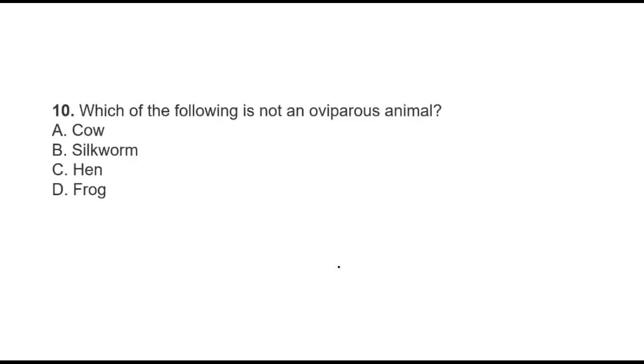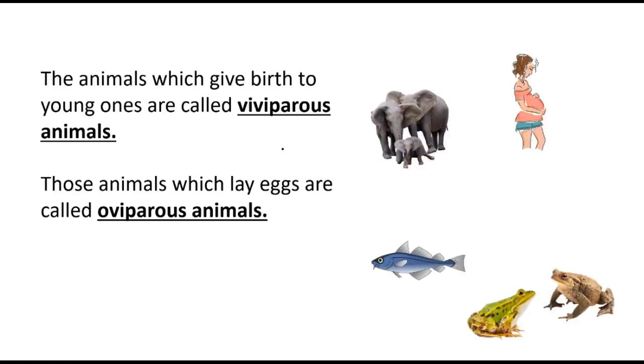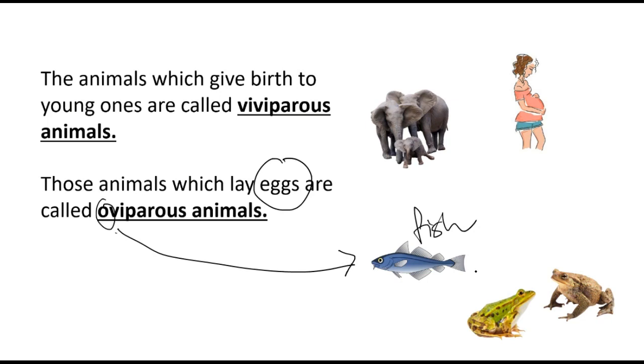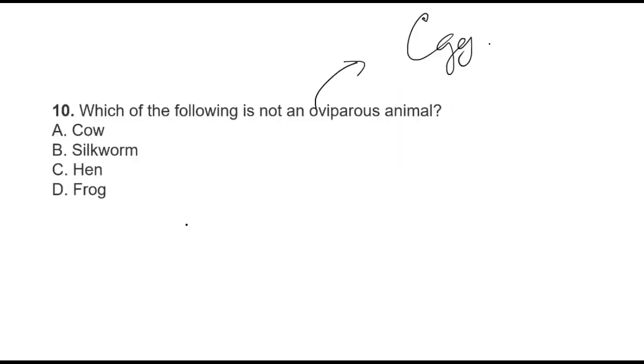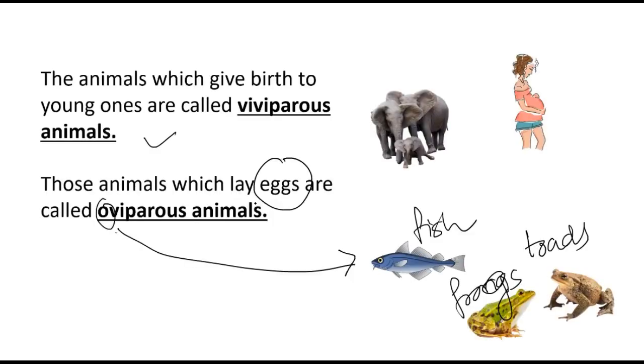Next, which of the following is not an oviparous animal? And what are oviparous? O looks like egg, isn't it? So just for a memory trick, those animals which lay eggs are called oviparous, like fish, toads and frogs. And animals which give birth to young ones are called viviparous. So in our question, which of the following is not an oviparous animal? Is it a cow? A cow doesn't lay any egg, so this has to be the answer, whereas all the others will give rise to eggs. So the answer is cow.